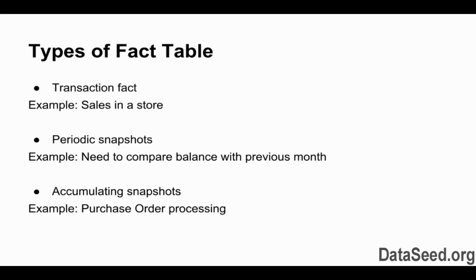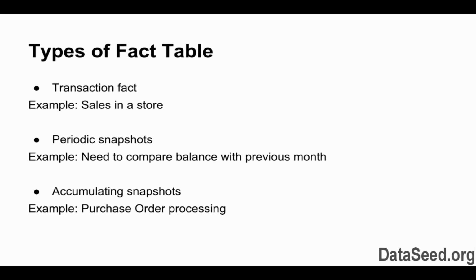Now, the third type of fact table we have is the accumulating snapshot fact table. This type of fact table is used to store data that describes the activity of a business process that has a clear beginning and end. It is used to store information about various milestones that happen in the process. This type of fact table therefore has multiple date columns to represent milestones in the process.